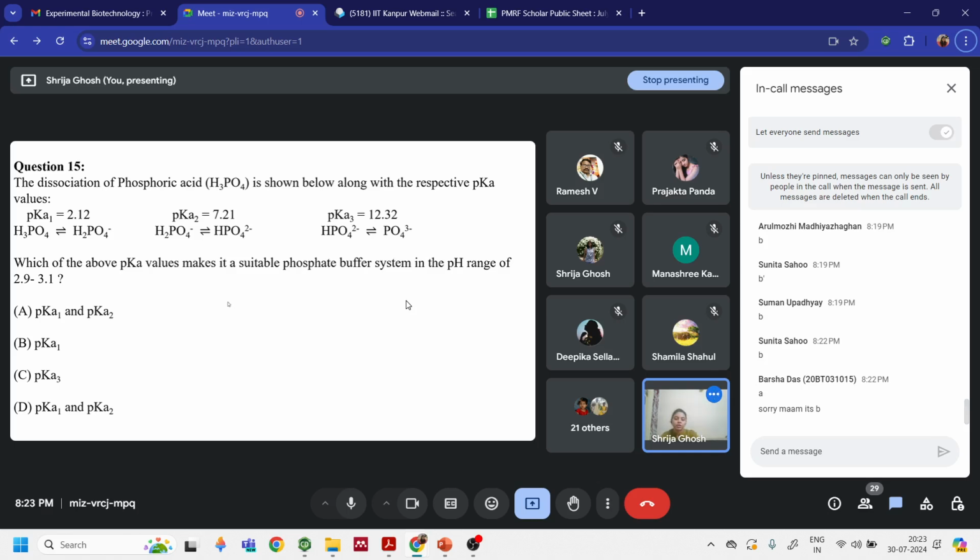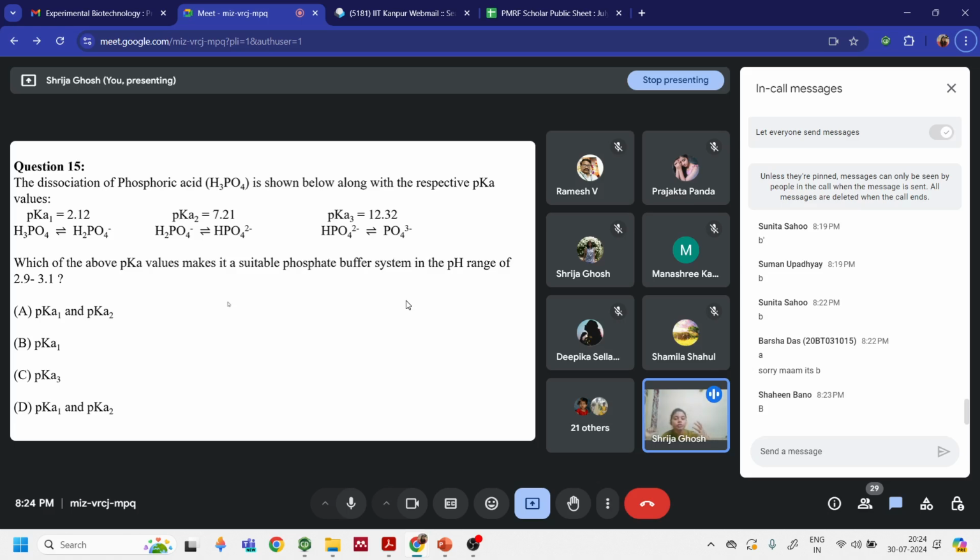So we have discussed pK multiple times now, so I hope this is very clear to you. For making a buffer of any pH, you have to see the pK value. If I want to make a buffer of pH 2.9 to 3.1, I have to see around which pK value it is matching. So it is matching the first pK value. If I want to make a phosphate buffer of pH 7.4, I will use the second pK value, that is 7.2.